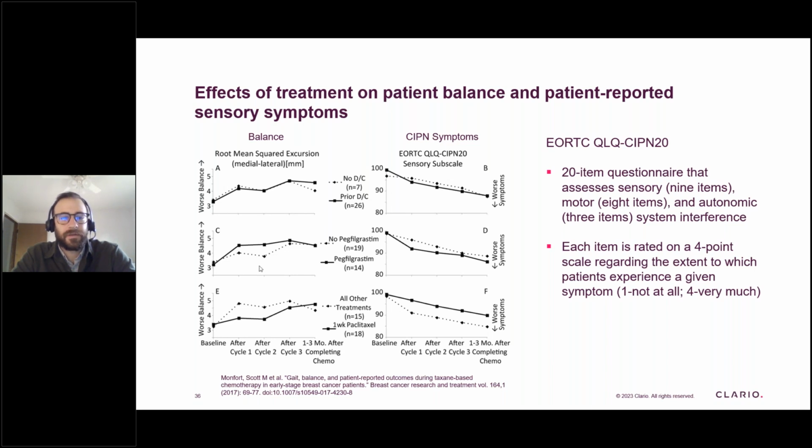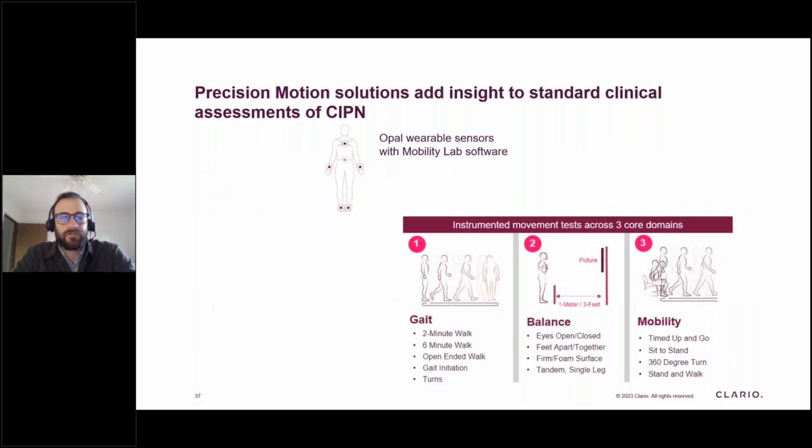The next slide provides an overview of Clario's solutions that are currently being implemented on an ongoing clinical observational study to assess adverse effects associated with SIPN.